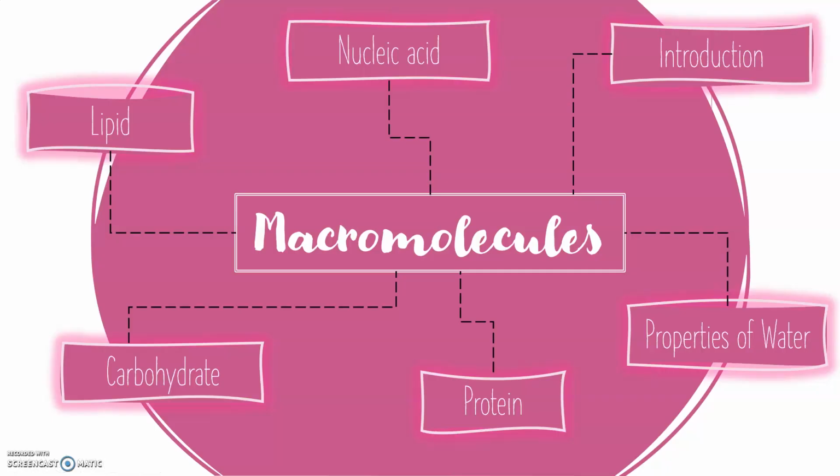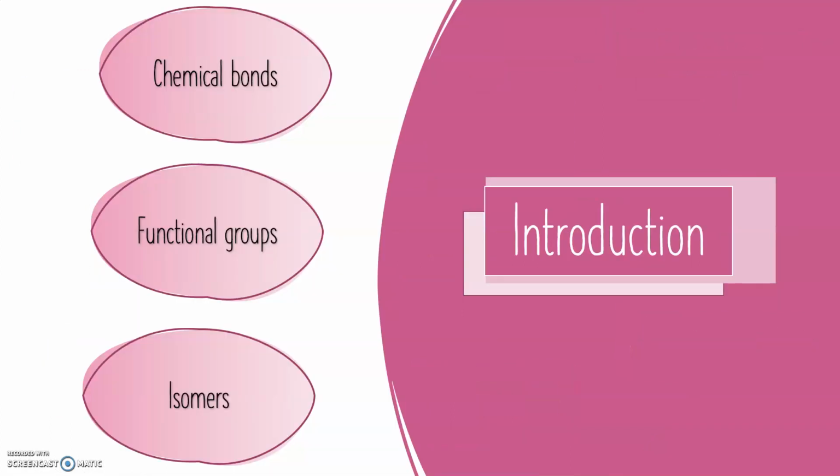This is what we have learned so far in Chapter 1. In the introduction, you were introduced to chemical bonds, starting from the strongest bond to the weakest bond. And then you were introduced to functional groups such as carboxyl, carbonyl, amino groups, and others. And then you were also introduced to isomers.